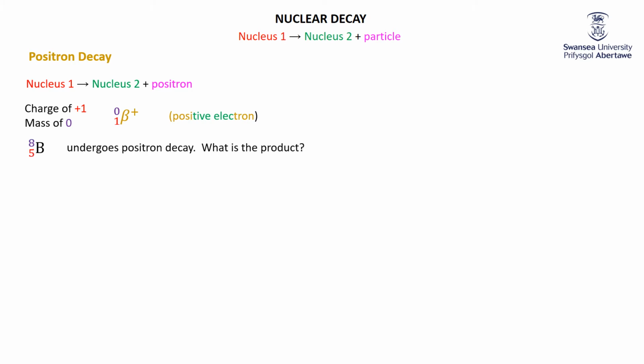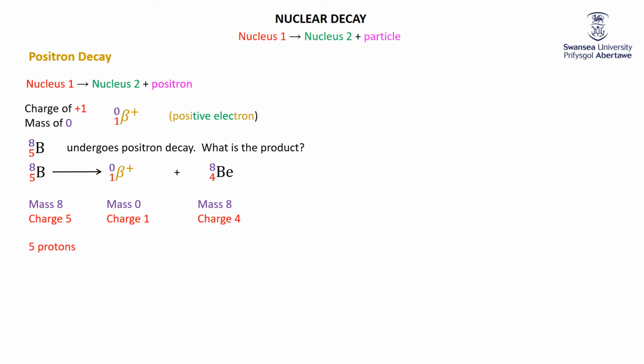Let's generate a fast nuclear equation for it. Boron 8 undergoes positron decay. What's the product? So boron 8 has got a mass of 8, charge of 5. Our positron has got a mass of 0 and a charge of 1. So look at our mystery product nucleus. It's going to have a mass of 8 and a charge of 4 to get everything balanced out. What has an atomic number of 4? Beryllium. It's got a mass of 8, so therefore that is beryllium 8.